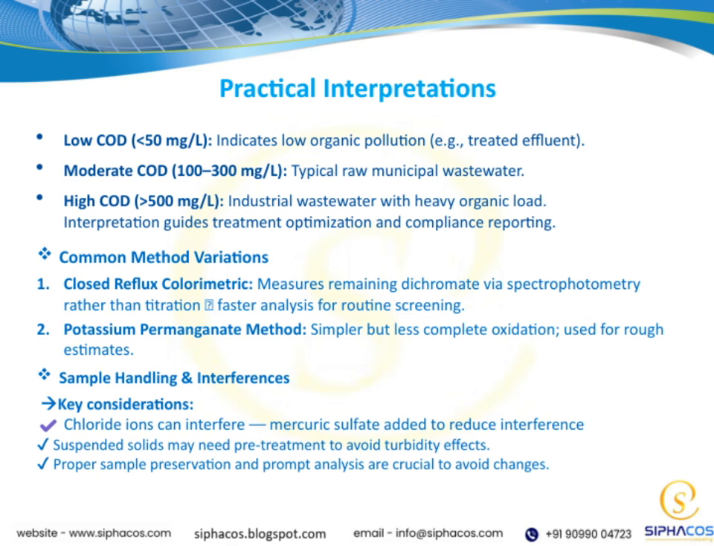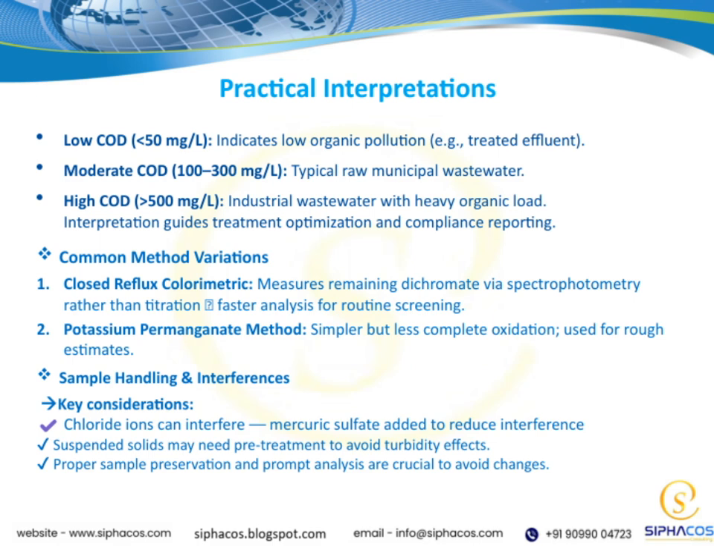Now, let's talk about some common variations in the methods we use to measure COD. One popular method is the closed reflux colorimetric technique. Instead of titrating, this approach measures the remaining dichromate through spectrophotometry, making it faster and more suitable for routine screening. It's a great way to get quick results without sacrificing accuracy. Another method is the potassium permanganate approach. It's simpler and easier to perform, but provides a less complete oxidation, so it's mainly used for rough estimates rather than precise measurements.